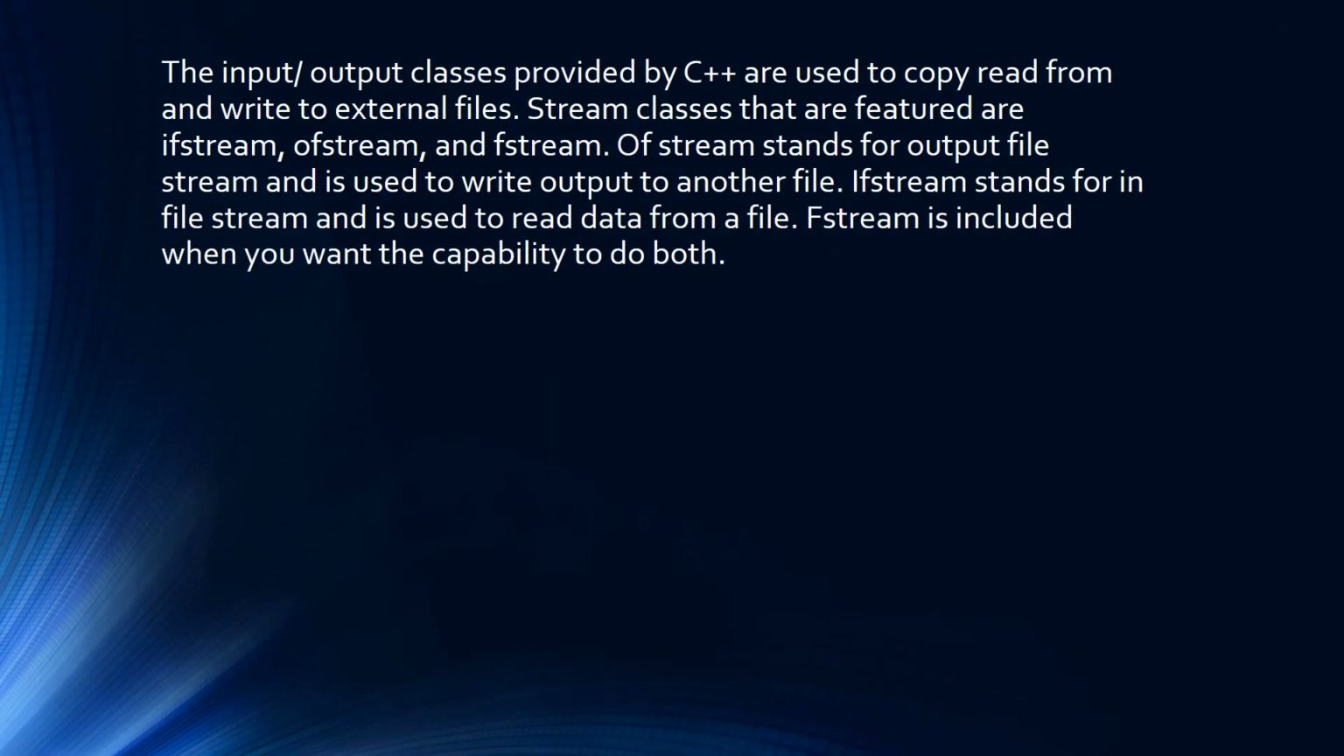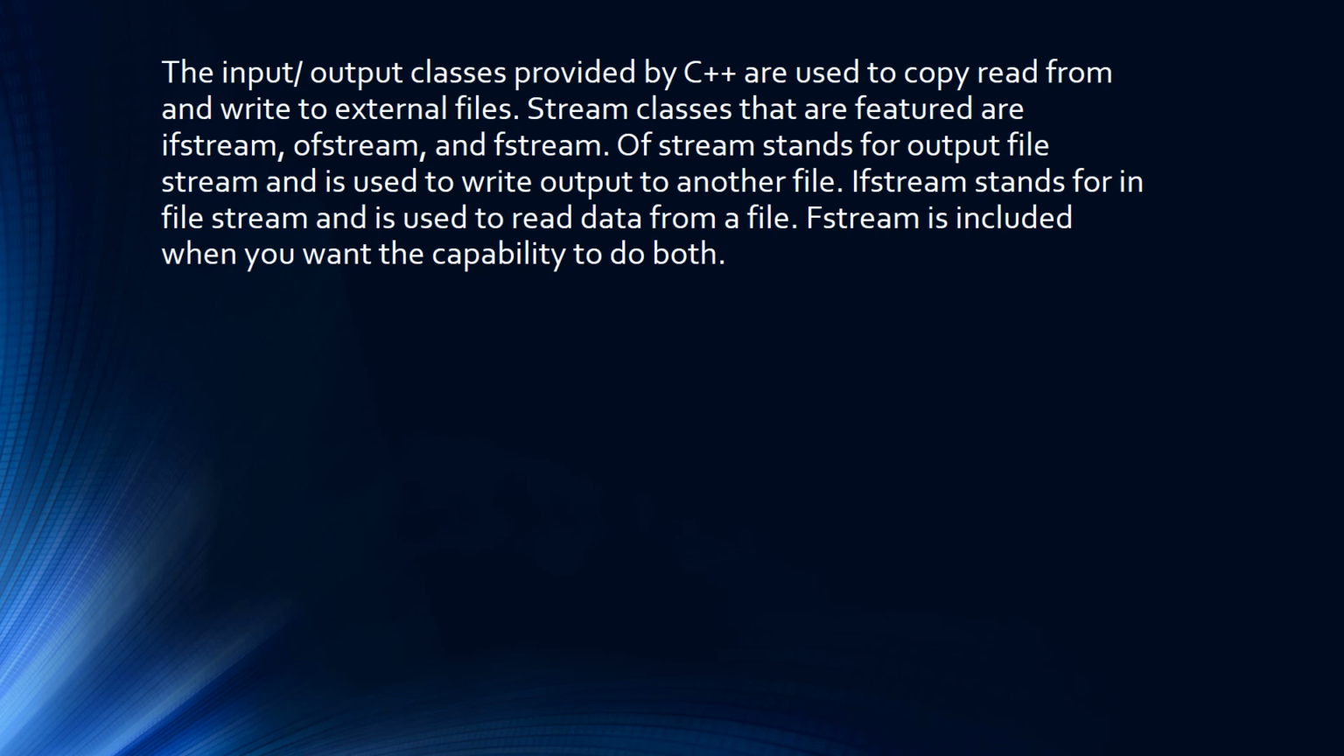File I/O. The input and output classes provided by C++ are used to copy, read from, and write to external files. Stream classes that are featured are ifstream, ofstream, and fstream. So ofstream stands for output file stream and is used to write output to another file. So when you include ofstream, you can open up a file, and whatever your code is producing, whatever your result or output is, it records it in that file and saves it there.